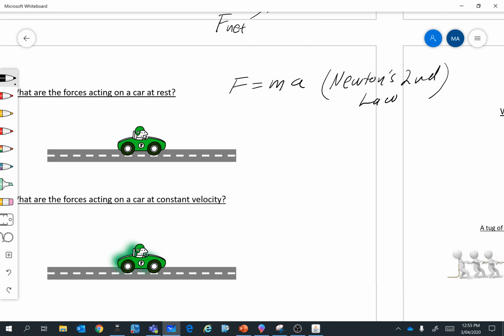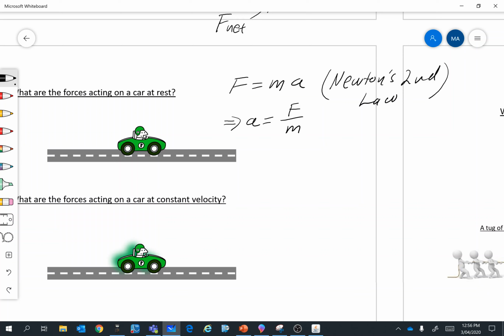Now, if force is equal to mass times acceleration, then we can transpose and make a the subject, and acceleration is equal to, what do you think it is? Force over mass. So this is the link between acceleration and force.